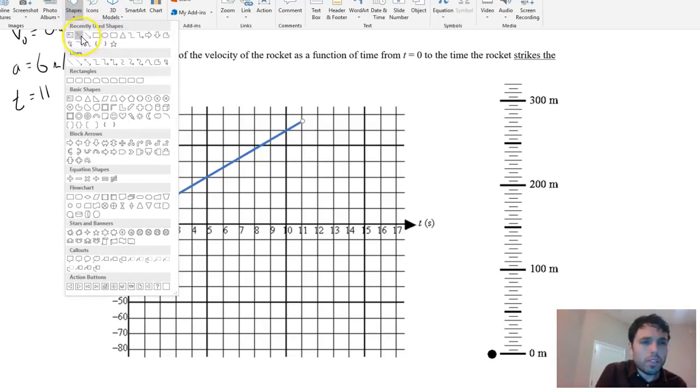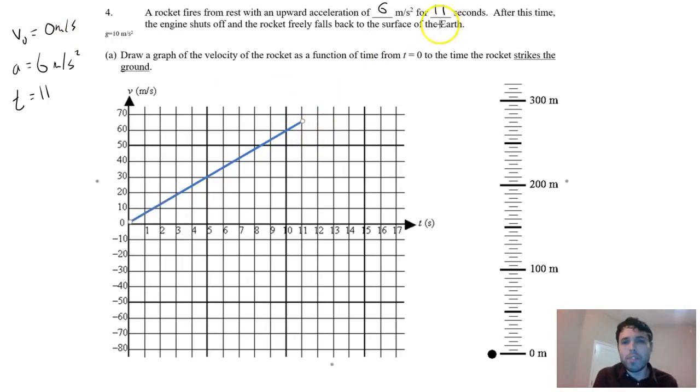So that's the first 11 seconds. And what happens after that? Well, then the rocket shuts off, and the rocket falls freely back to Earth. Once the rocket shuts off, the only force acting on the rocket is gravity. The acceleration of gravity is 10 down.